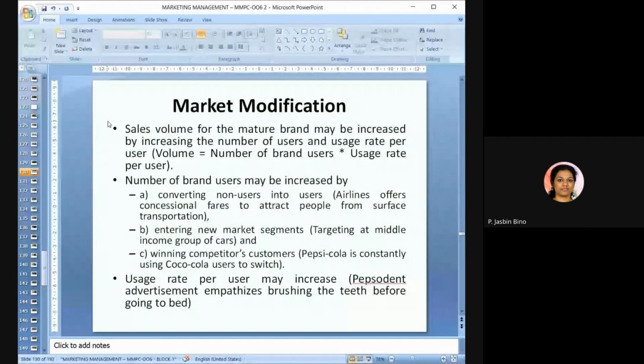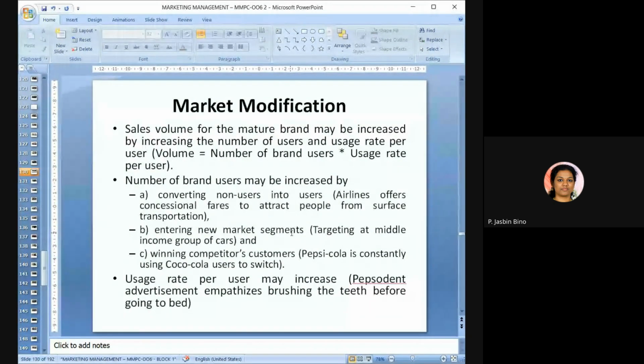The sales volume can be increased by increasing the users of the particular brand. By promoting and convincing the customer, they can increase the users or consumers of the product, and they can increase the usage rate per user also. If a particular consumer purchases a product once in a month, we should convert it in such a way that that particular customer should purchase the product once in 15 days and so on. So the number of brand users may be increased by converting non-users into users.